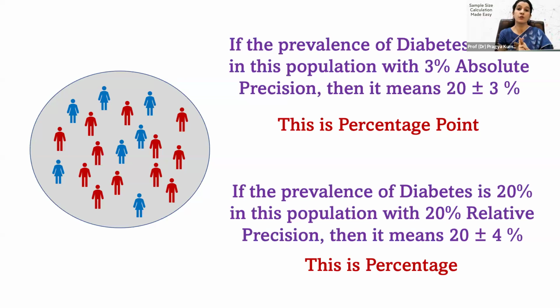What is the good point about the absolute margin of error? For absolute, you don't have to calculate. You directly have to interpret. But if your prevalence, any prevalence, is less than 10%, you will see this.